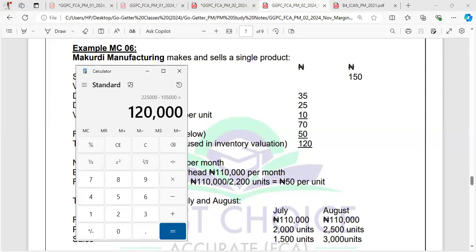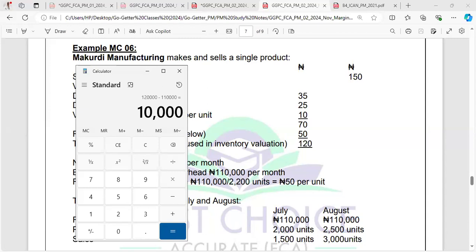120,000 is our contribution. Then what do we do? We remove our fixed costs. Our fixed costs for that month, minus 110,000. That means for July, our profit for July is 10,000. All right. Now let's go to August.